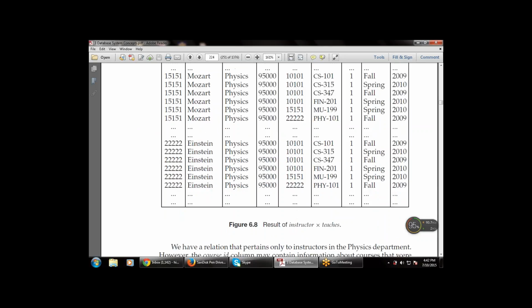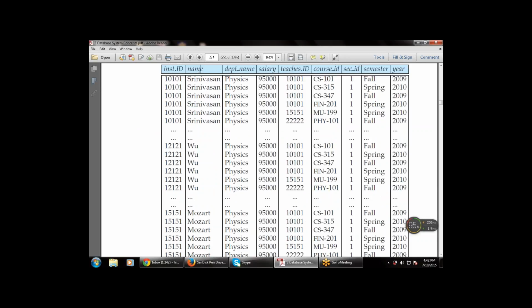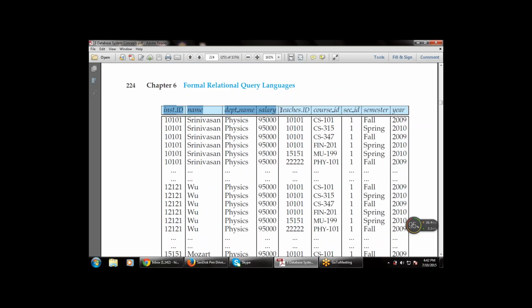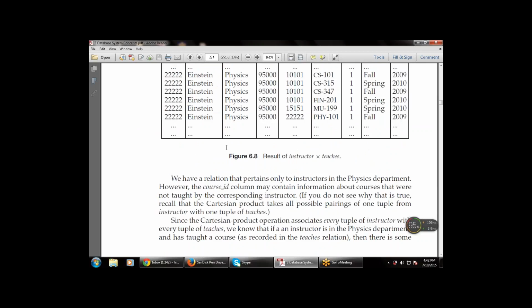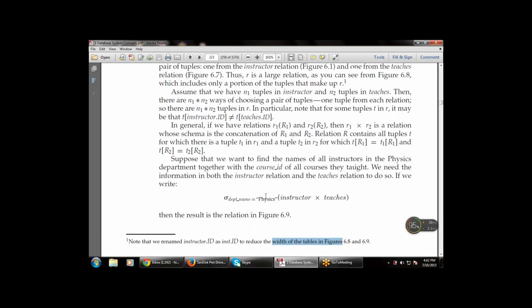This is figure 6.8, the result of the instructor and the teaches. This is the instructor ID, name, department name, salary. This is the teaches ID, course ID, section ID, semester, year. So all four fields of the instructor table are available over here, and all four fields of the teaches table are also available over here. Note that we renamed instructor.ID as inst ID to reduce the width of the table, nothing else.